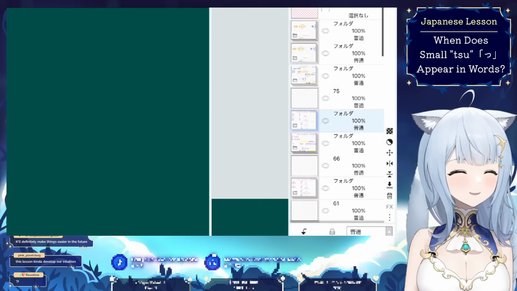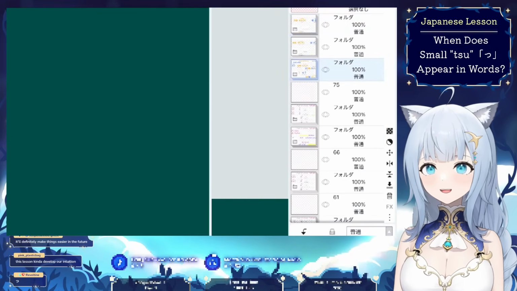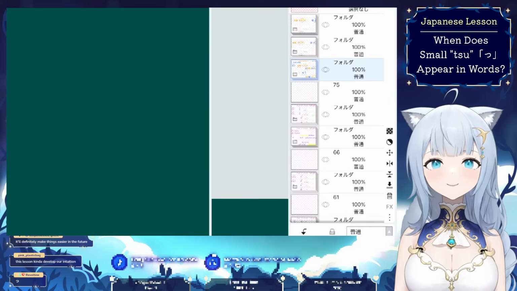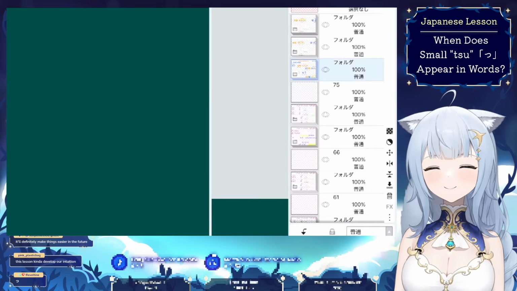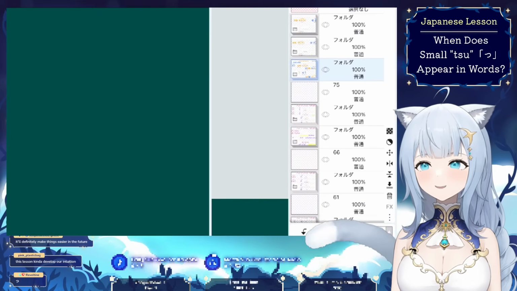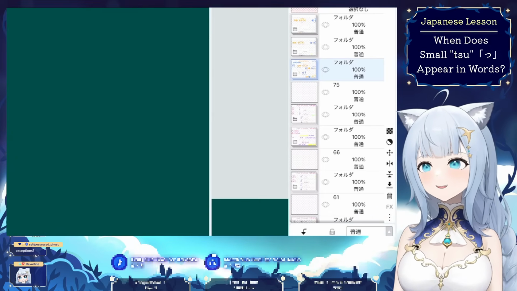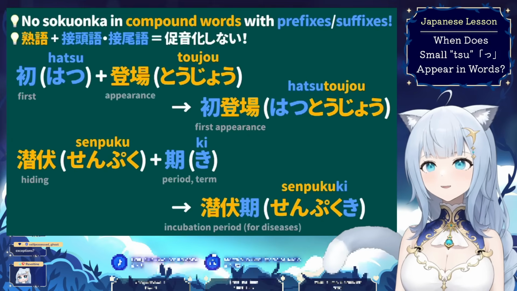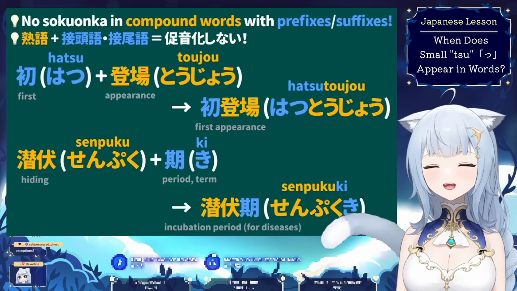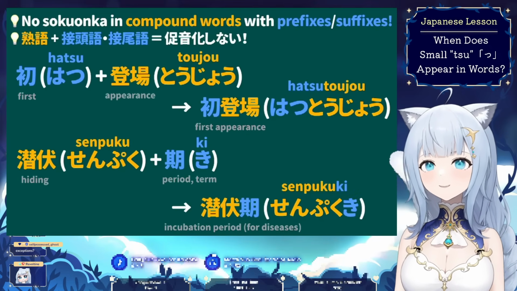Okay, so guys, last 3 slides. We have learned all of the rules already, but from now on, these are cases where the sokuonka rules apply but sokuonka does not happen. Following the sokuonka rules, but it won't ever happen. But the exception is really easy. Easy exception: no sokuonka in compound words with prefixes and suffixes. Not compound verbs, compound words.